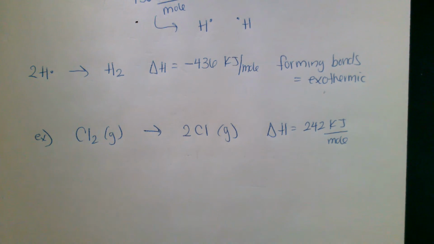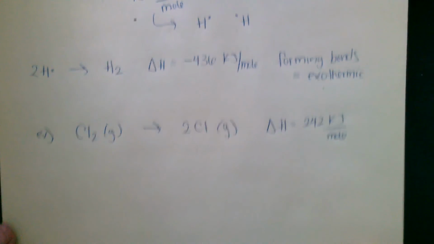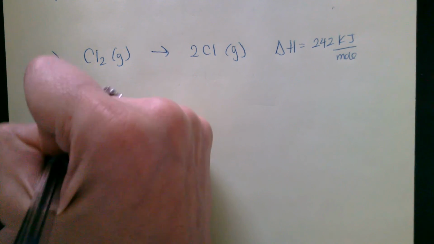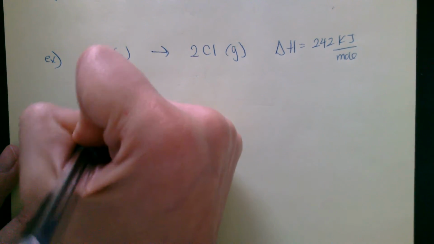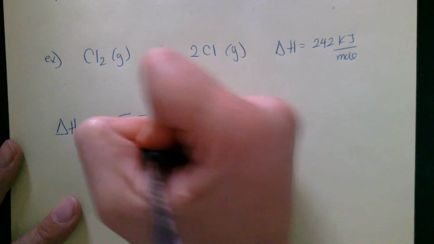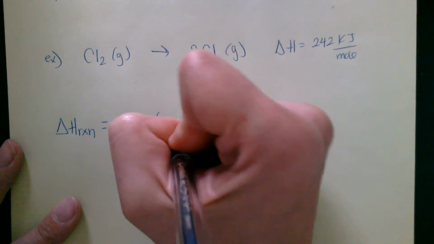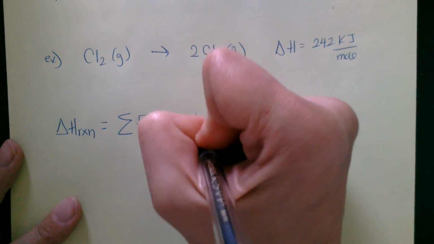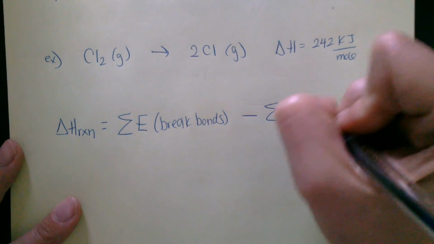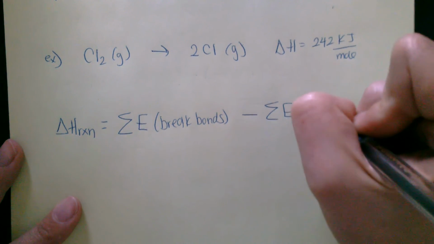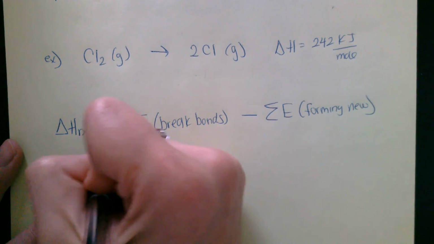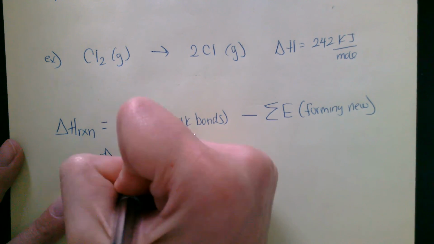Okay, so once the reaction gets a little bit more complicated, we're going to need a nice formula to help us to do this. So we can look at the enthalpy of a reaction by looking at the sum of the energy required to break bonds, subtract the sum of all of the energy that we get from forming new bonds.